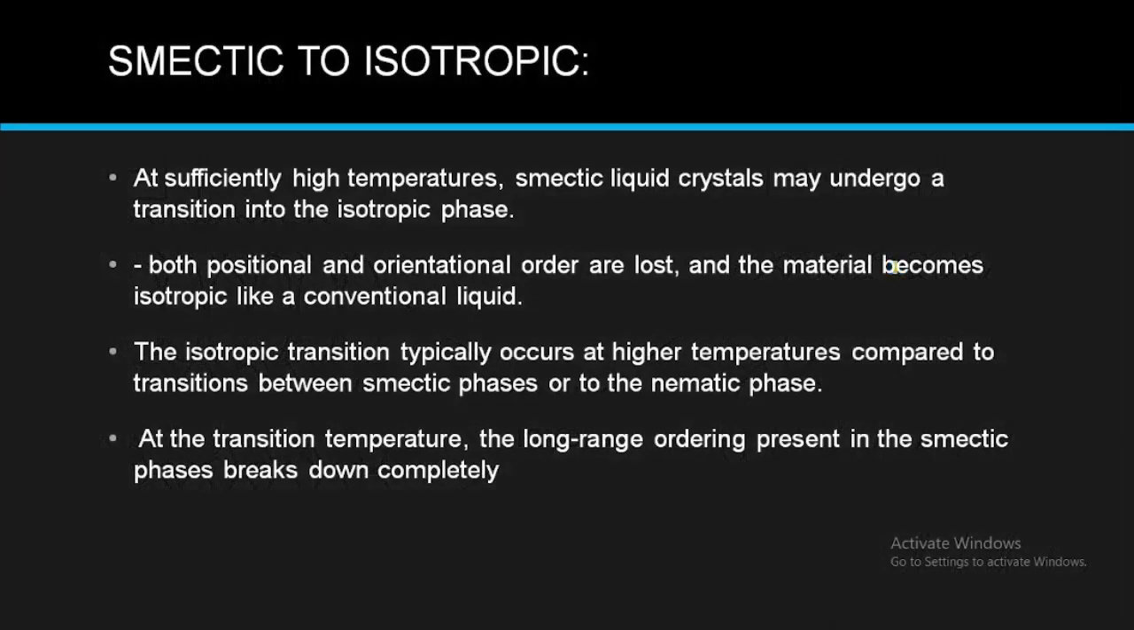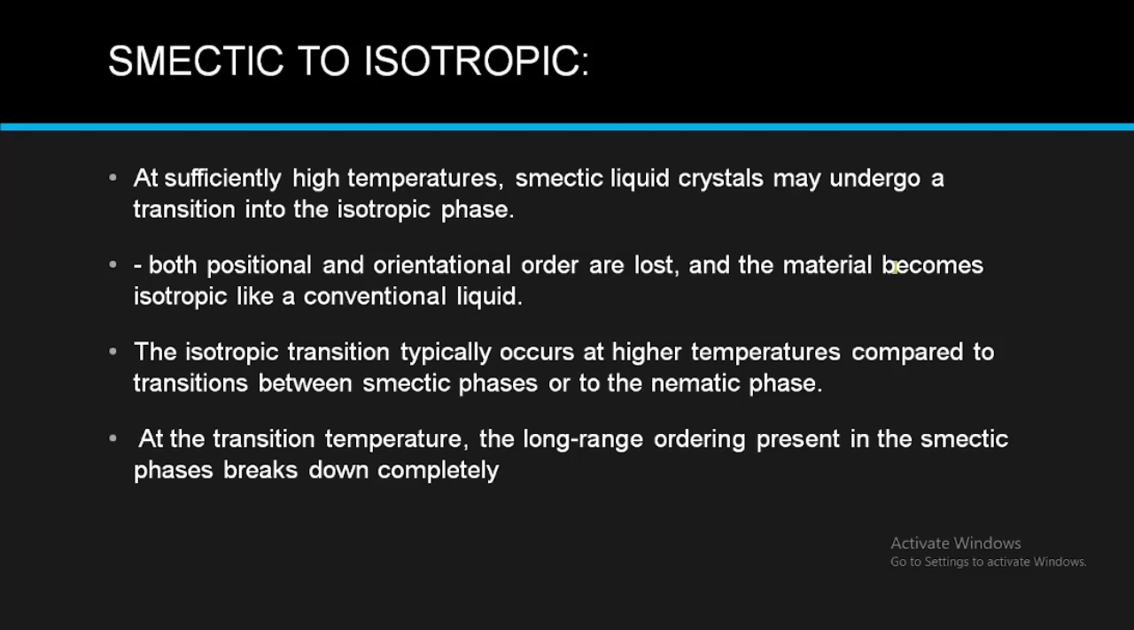Next one is the transition from smectic A to the isotropic phase. The first one we explained was happening when I reduce the temperature. So here I'll increase the temperature. When it reaches a sufficiently high temperature, this smectic liquid crystal has a high tendency to go into an isotropic phase. Both the positional and orientational order are lost and the material becomes isotropic like a conventional fluid.